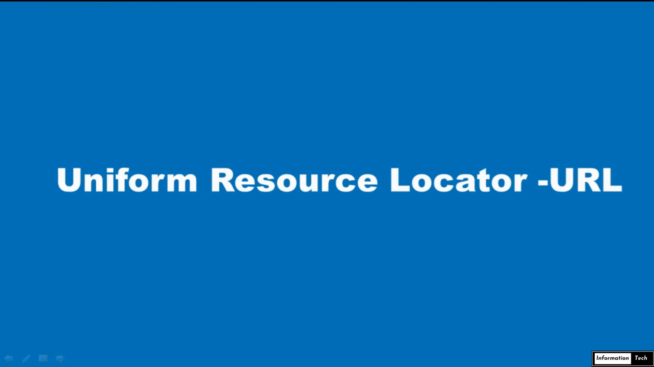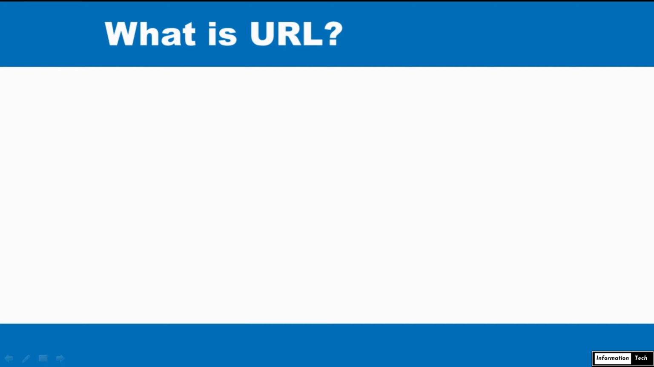In this video I will be explaining what a Uniform Resource Locator is. This is also known as URL for short. What is a URL? URL basically stands for Uniform Resource Locator. URL is a way to identify the location of a file or resource on the internet.